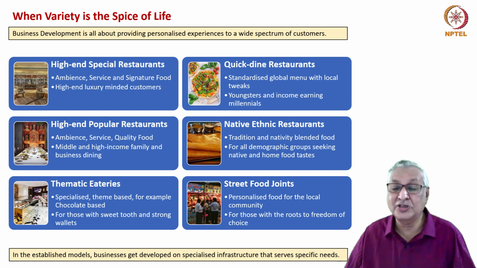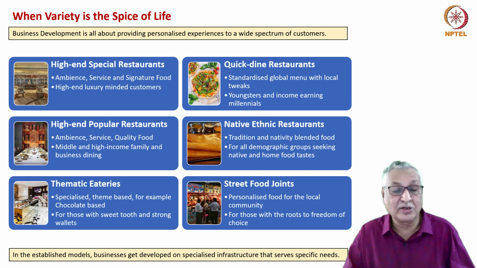Then we have street food joints, where personalized food is offered for the local community and for those with roots, with freedom of choice. So, variety is the spice of life in the food industry, literally and figuratively. This model can be applied to any product and any service. Only thoughtfulness is required. Only observation of the customer behaviors is required. That's why we will think about market research in some of the next lecture sessions.